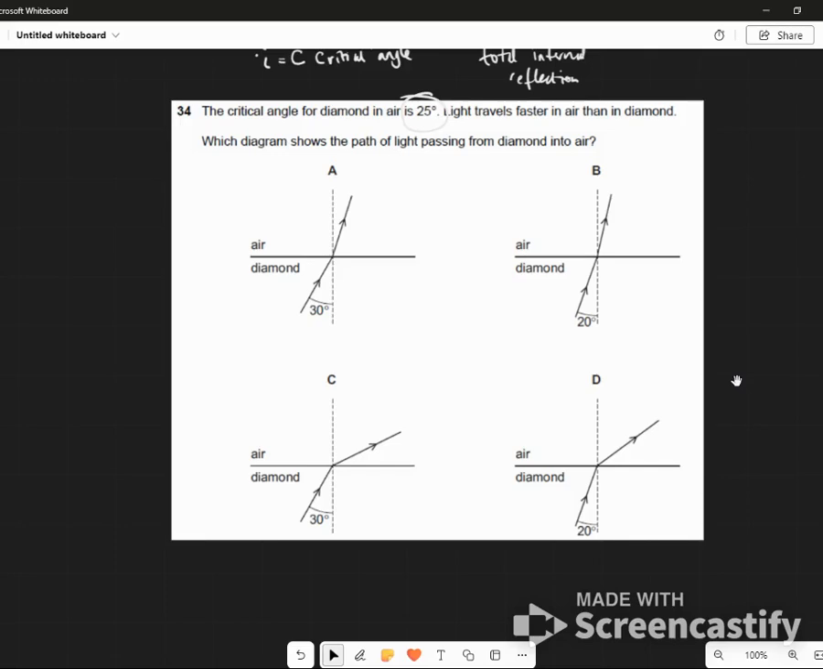Okay, this is part 2 of reflection and refraction. Okay, guys, does anyone want to have a guess at what the answer is there? This isn't a nice question at all. All right, if no one wants to guess, that's fine.